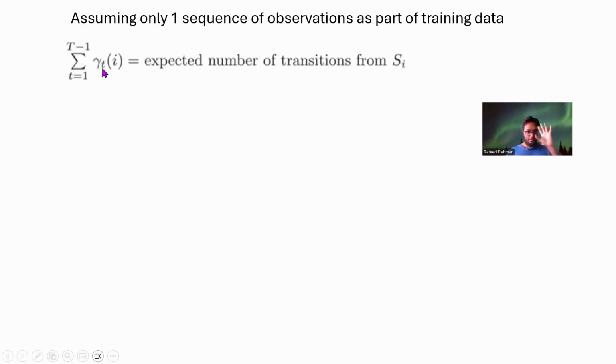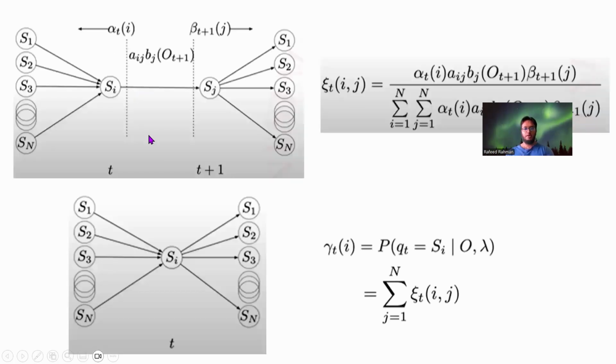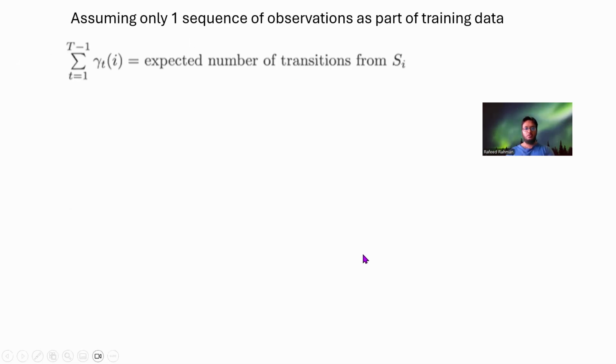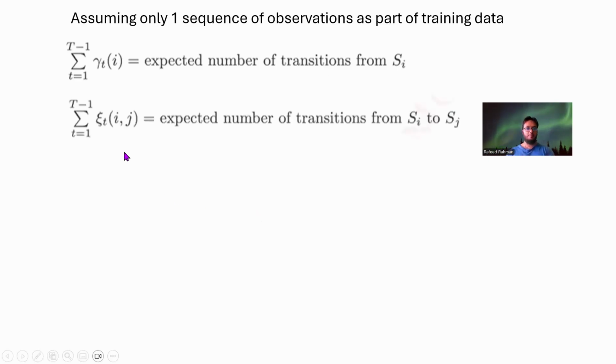If you think closely, if we sum from t equal to 1 to T minus 1, that means all the time steps, of gamma t(i), we're going to get the expected number of transitions from Si. What was gamma t(i)? If you remember correctly, gamma t(i) was the probability of staying at Si at time step t. So if we sum up all the t's, we are going to get the expected number of transitions from Si, or the expected number of times we stay at Si, basically. The same thing. Similarly, if we sum up psi t(i,j) across all the time steps, we get the expected number of transitions from Si to Sj. It's very simple, very similar.